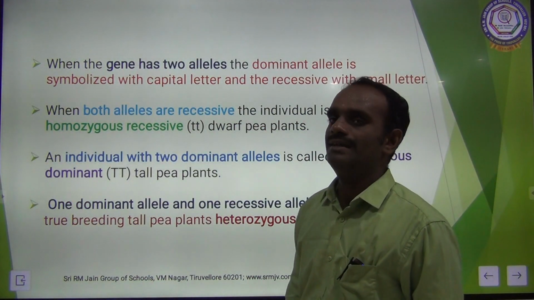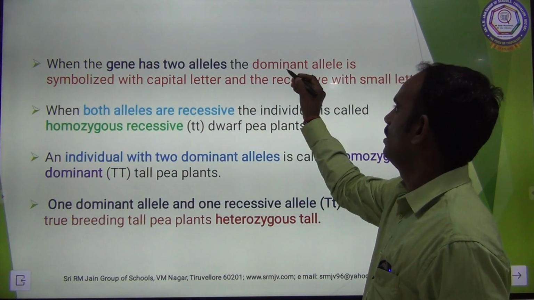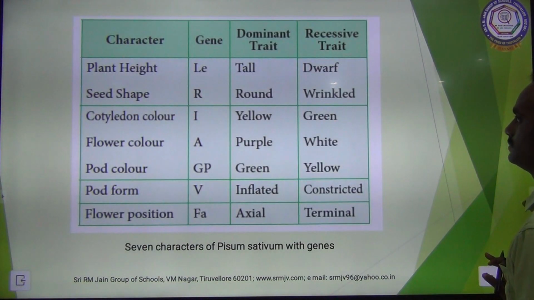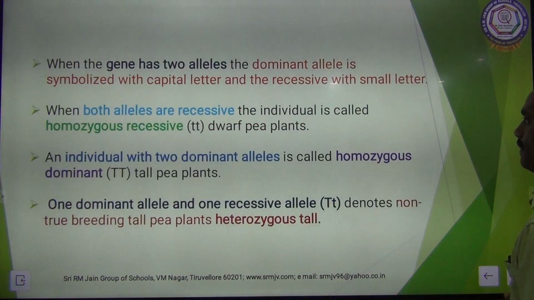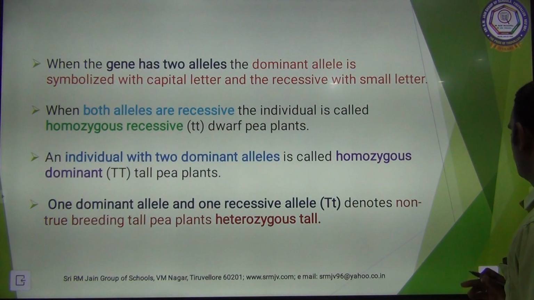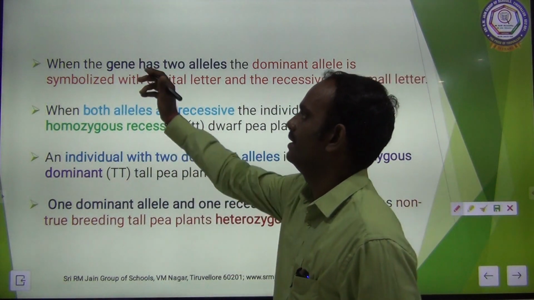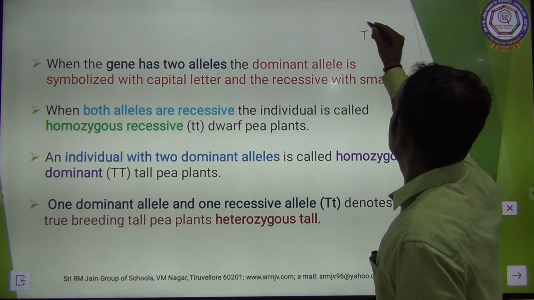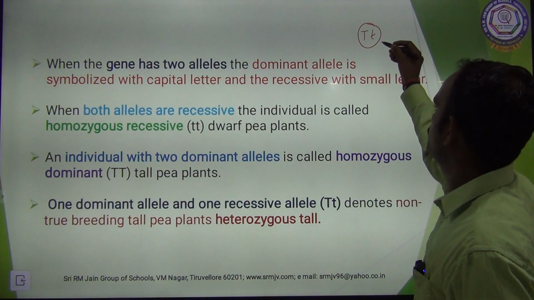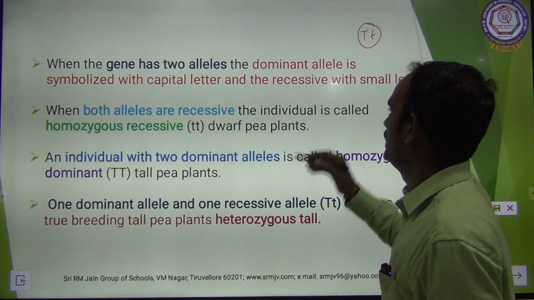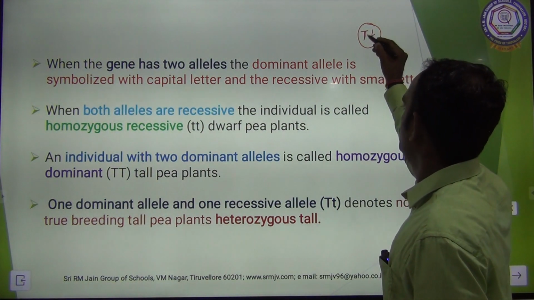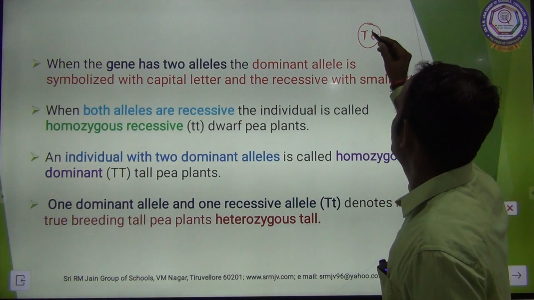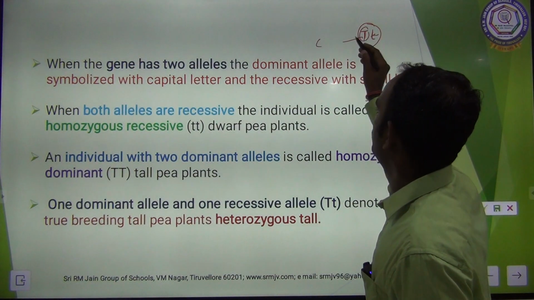When the gene has two alleles, the dominant allele is symbolized as a capital letter. See here, this is the gene, it has two alleles, one is capital T, another is small t. So the dominant is symbolized as capital, this is dominant.